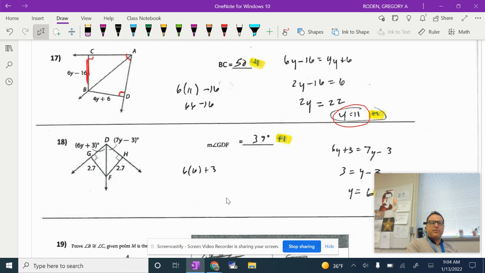So we simply just put 11 into 6y minus 16. 6 times 11 is 66, minus 16 is 50 for another point. So pretty easy points, they're just algebra points, right?